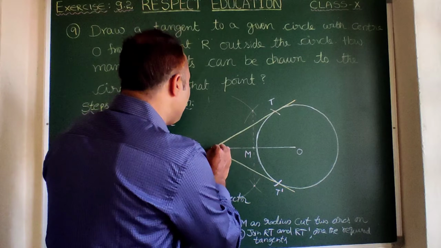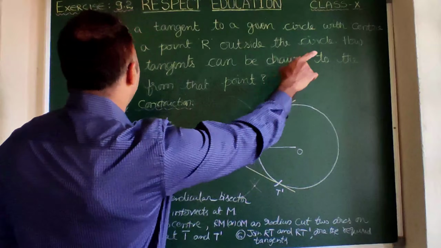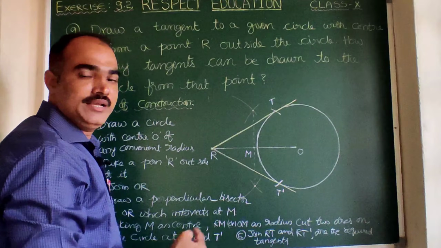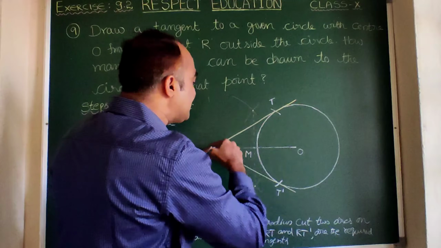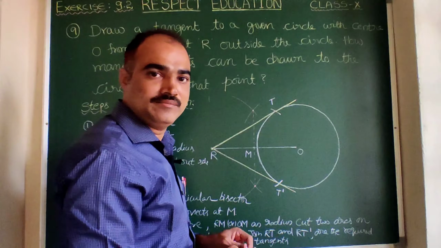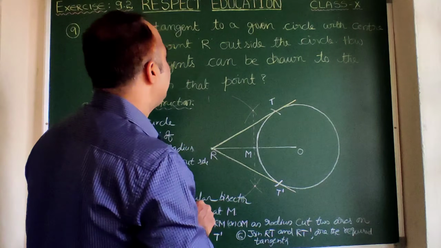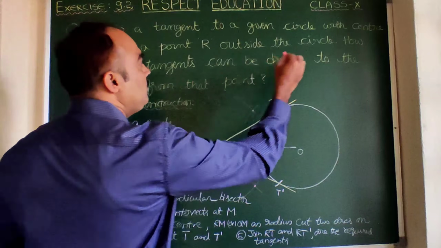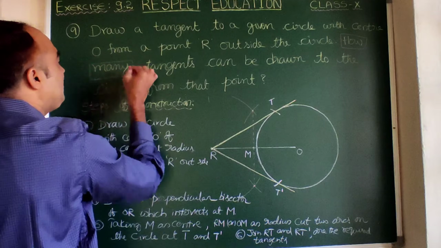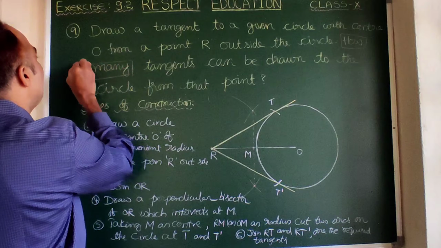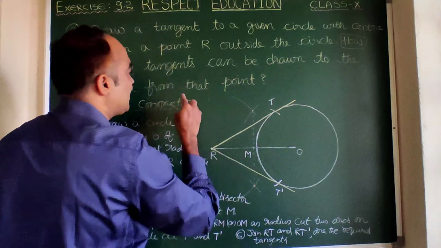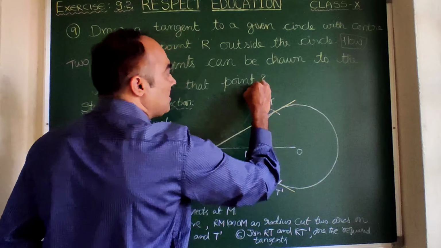So here the question is how many tangents can be drawn to this circle from this point. Here clearly you can observe how many tangents are drawn. RT is one tangent. RT dash is the second tangent. So you can write the answer here, in place of how many, we just replace how many with 2. Two tangents can be drawn to the circle from the point R.